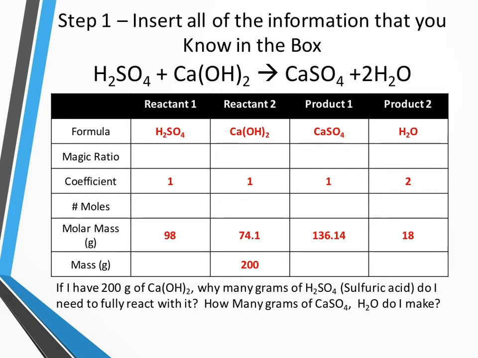Then we calculate the molar masses for each one of our products and reactants. So it's 98 grams for H2SO4, calcium hydroxide is 74.1 grams, calcium sulfate is 136.14, and water is 18. Now the last thing we need to put into the table is what we are given, and we are given 200 grams of calcium hydroxide. So we put that right here. This is our mass. Now from here we're going to do mathematics to get all the other information in the table. Now you're going to say, well, there's a lot of blank spaces. How do I do that? I'm going to show you how to do that on the next slide.